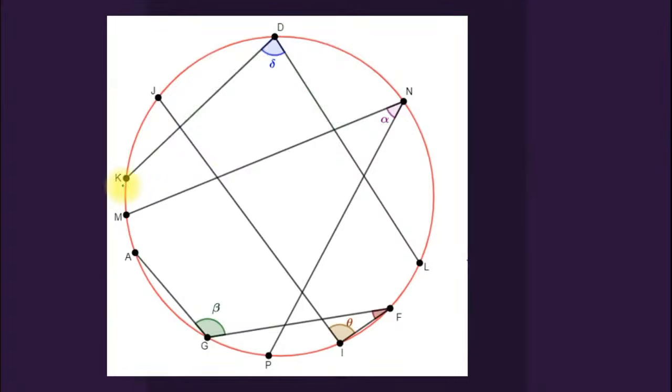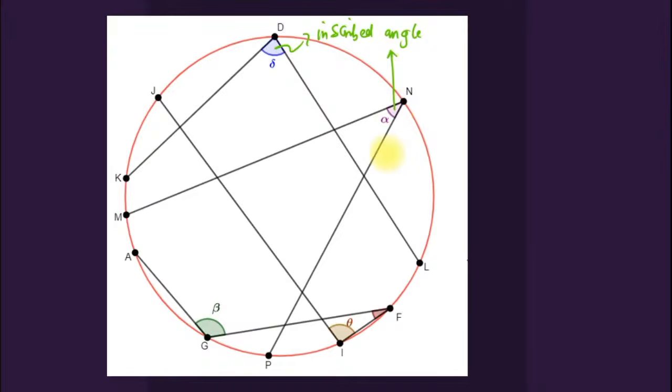As you can see, we have many chords here. If you look at chord KD and chord LD, this is the common endpoint. So the angle formed is called an inscribed angle. So delta, this is an inscribed angle. Also alpha, look at chord MN and chord PN. They have the same endpoint N, so this is also an inscribed angle.